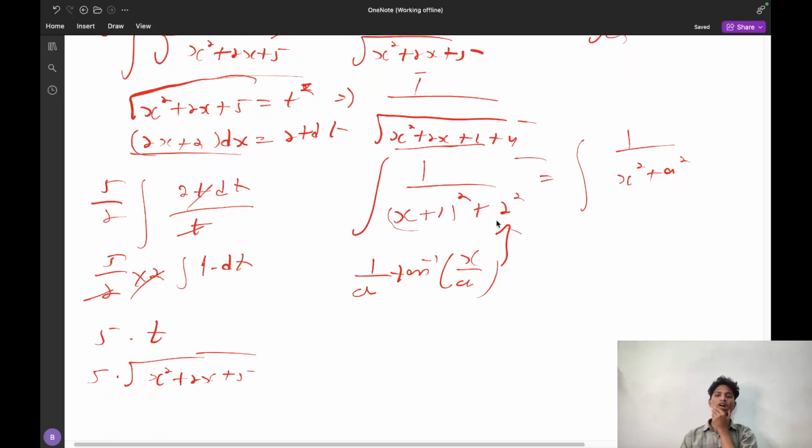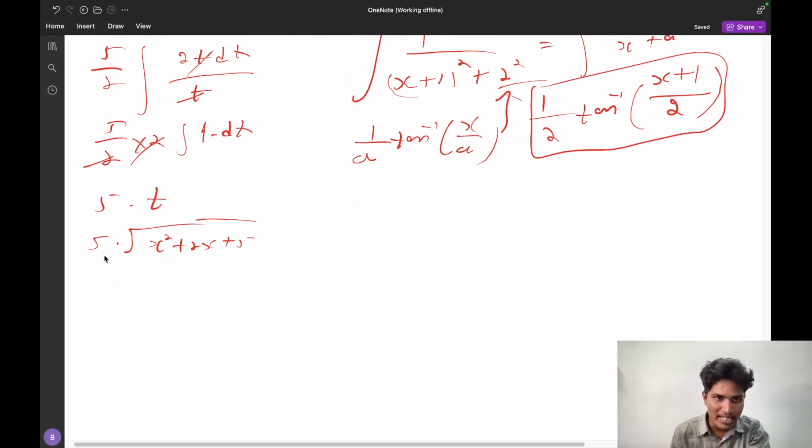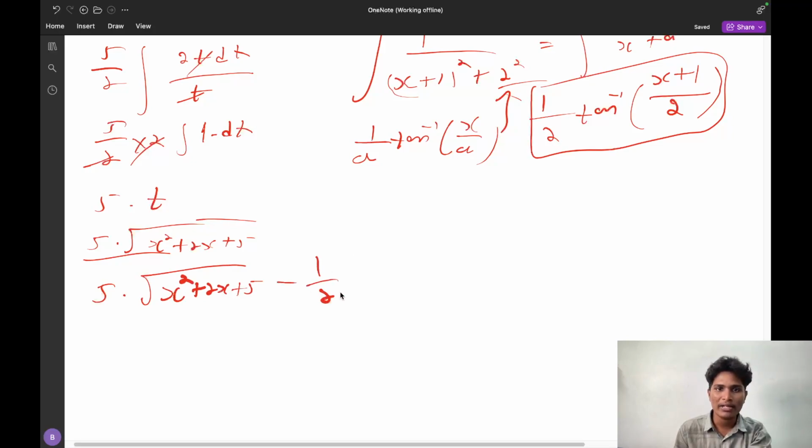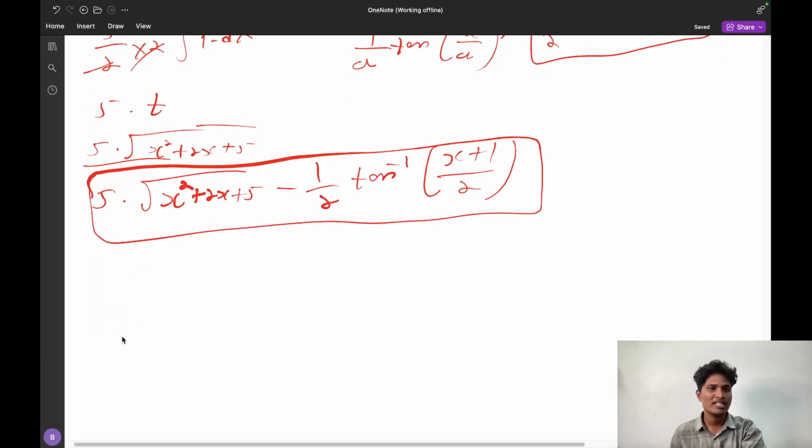So what is the integral of 1 by x square plus a square? The value is 1 by a tan inverse x by a. So 1 by what is a? It is 2. Tan inverse, what is x? x is x plus 1. X plus 1 divided by a. What is a? It is 2. So this is the answer. If I join these two answers, this one and this one, this is the entire answer. That is 5 into root of x square plus 2x plus 5 minus 1 by 2 tan inverse of x plus 1 by 2. This entire answer is the solution for the given question. This is the first one.